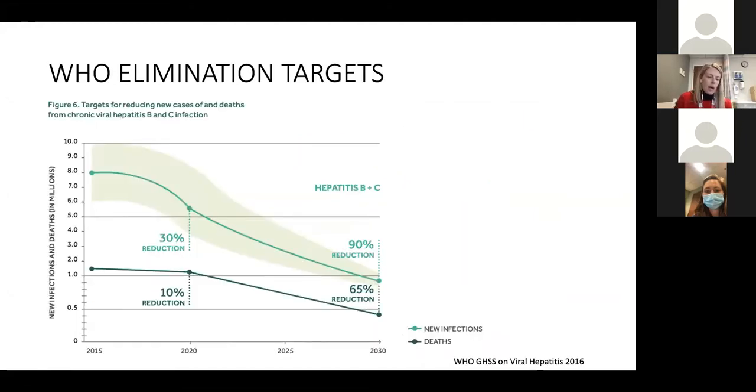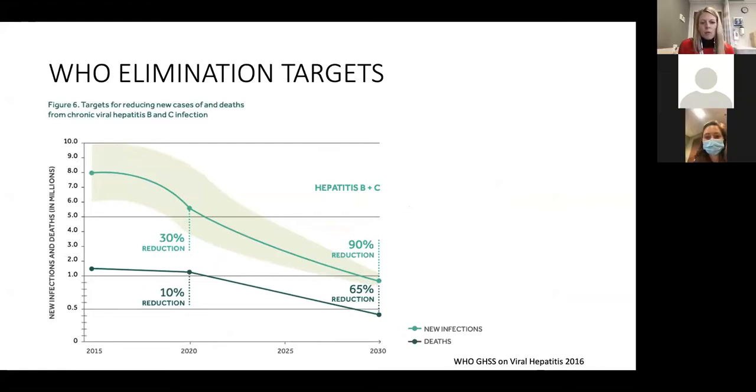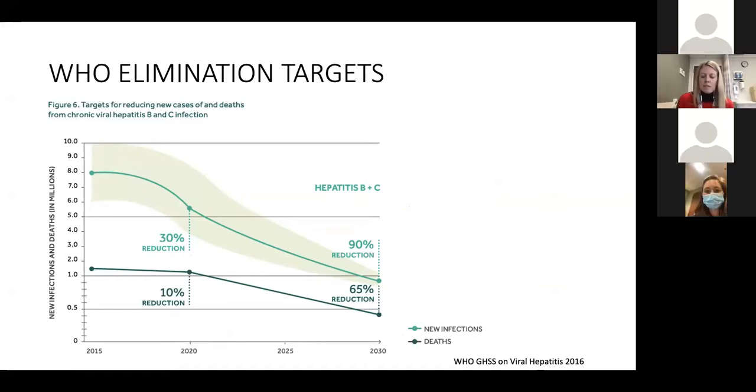And so because of this high burden of disease, the WHO in 2016 released elimination targets for viral hepatitis, specifically for hepatitis B and C. And they called for a reduction in incident infections by 90% and a 65% reduction in deaths.